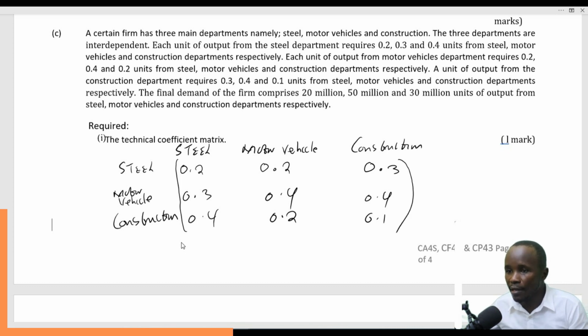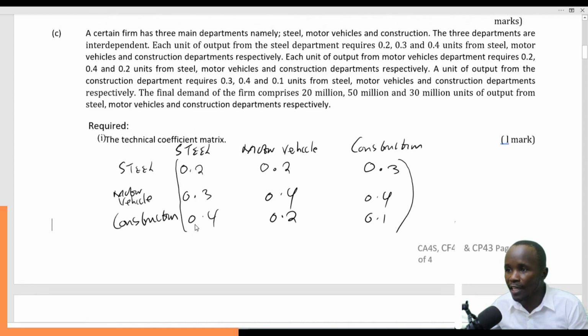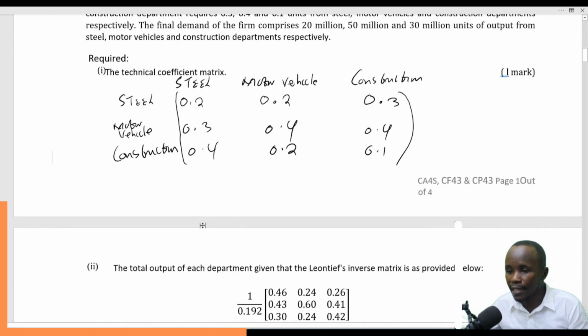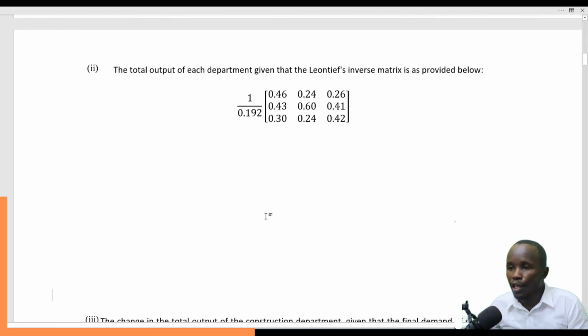That is what the examiner wanted you to come up with. The tricky part of this question was getting to know who is the producer and who is the user. So you arrange these matrices in that manner. The second part, you are told to calculate the total output of each department, given that the Leontief inverse matrix is here. So we have already been given our matrices.